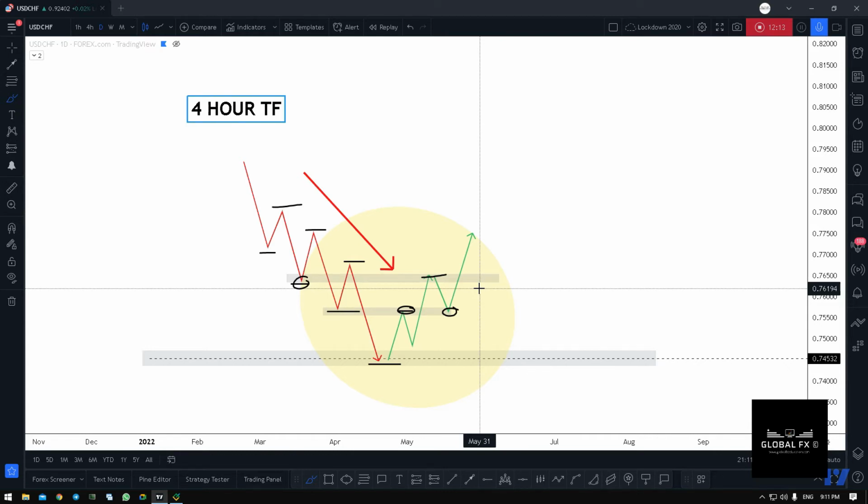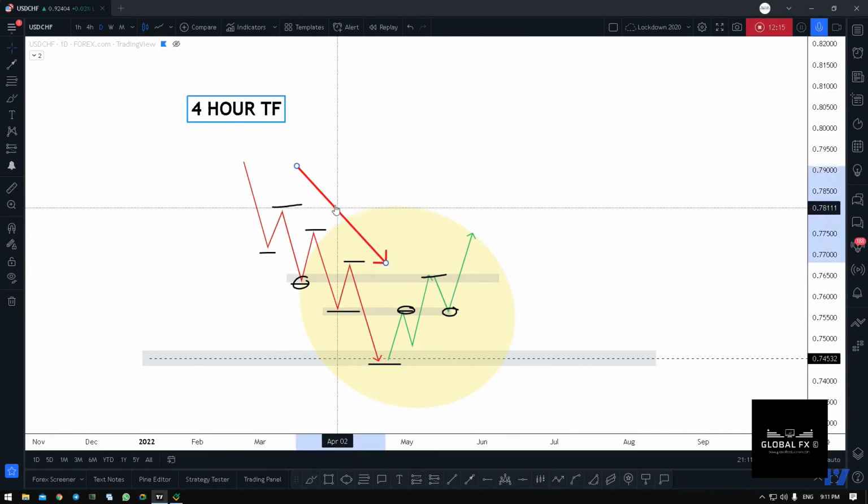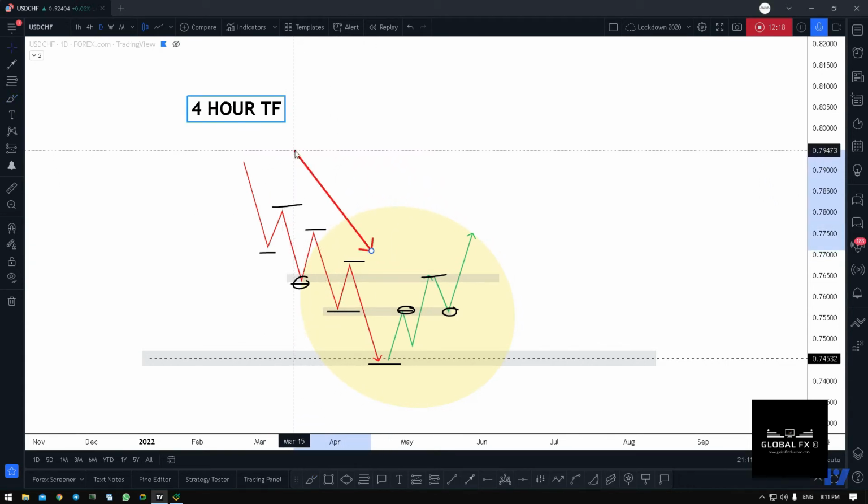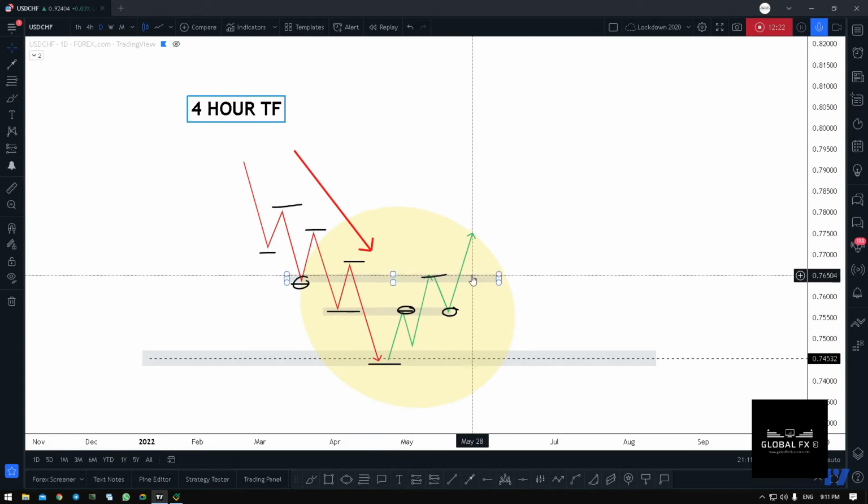When the market starts to create this type of move, it doesn't mean, guys, that it's automatically going to go up. You need to monitor it, and you need to use a very open mindset.